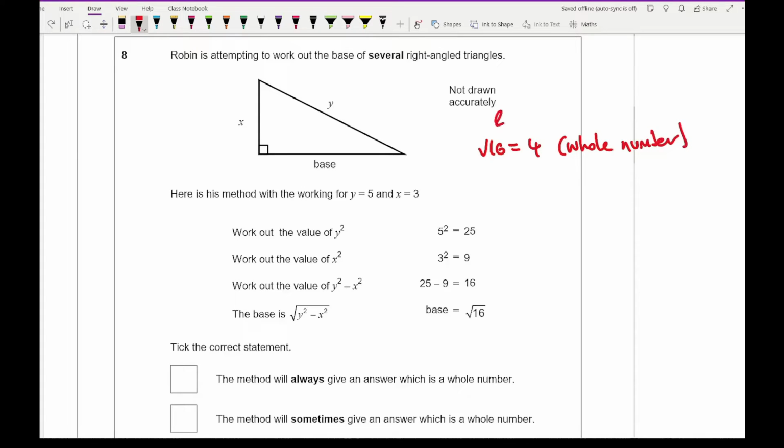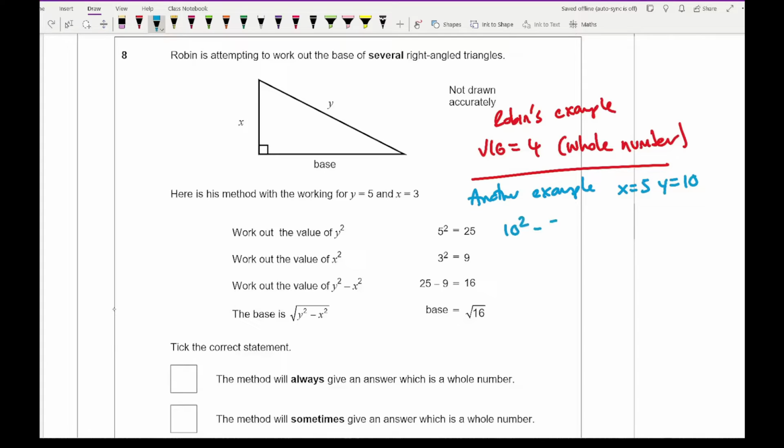And this is Robin's example. Then if I pick another example, and if I just pick two simple numbers, so let's go for x equals 5 and y equals 10, then what we end up with is 10 squared minus 5 squared, so that becomes 100 minus 25 equals 75, and root 75 is not a whole number.